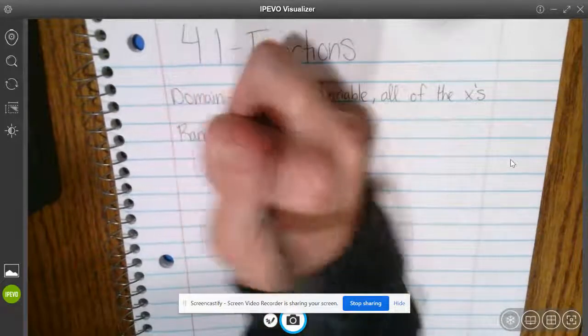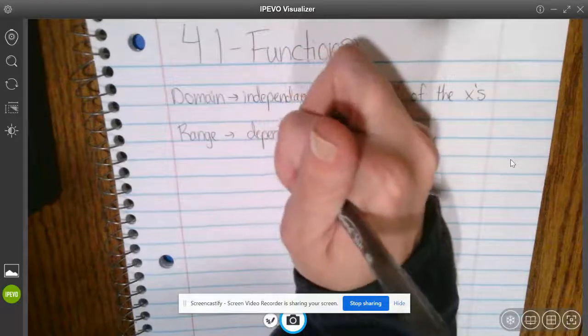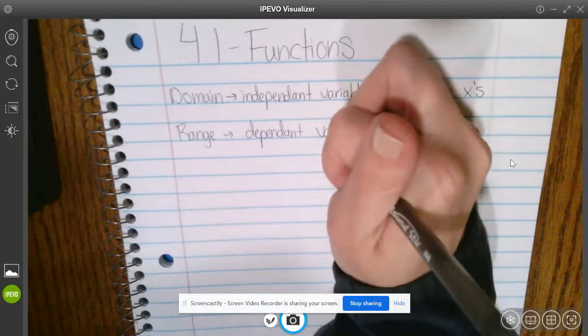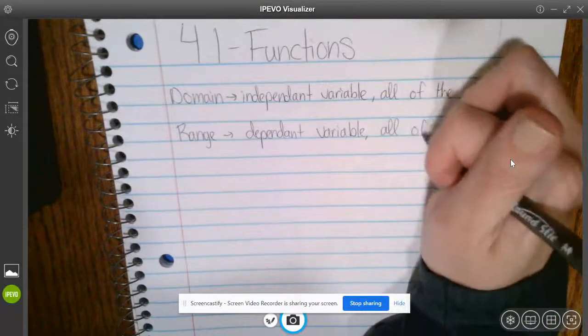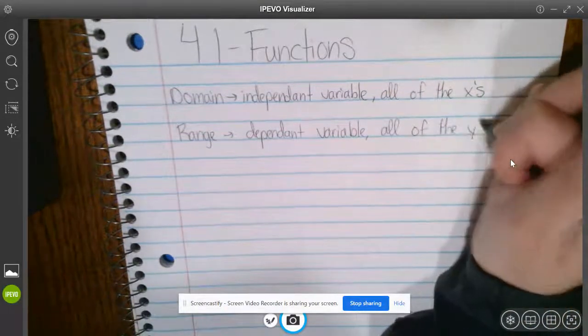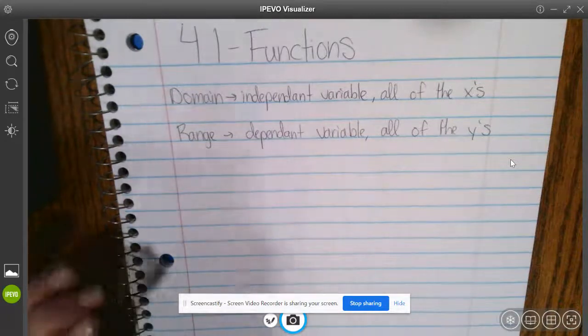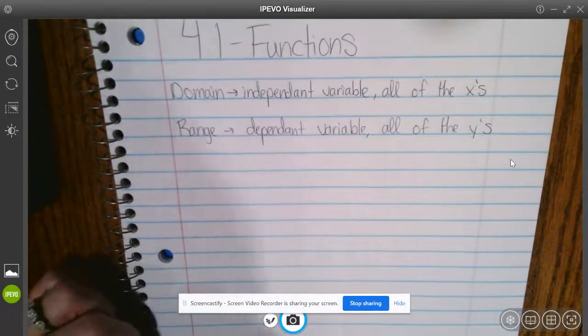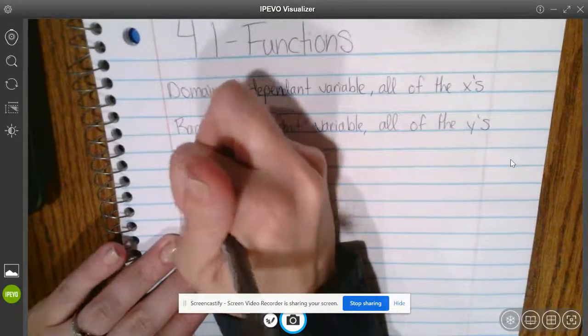Range is the dependent variable, for all of the y's. Range and domain is probably the easiest part of this whole chapter. But, sorry, it's late, we have to be kind of specific whenever we write these out.